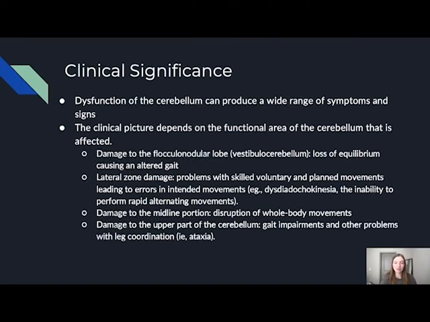So this is like the inability to perform rapid alternating movements. If you were trying to rapidly pronate and supinate your arm, you might have trouble with that. And then damage to the midline portion would cause disruption of whole body movements, while damage to the upper part of the cerebellum could cause gait impairments and other problems with leg coordination like ataxia.